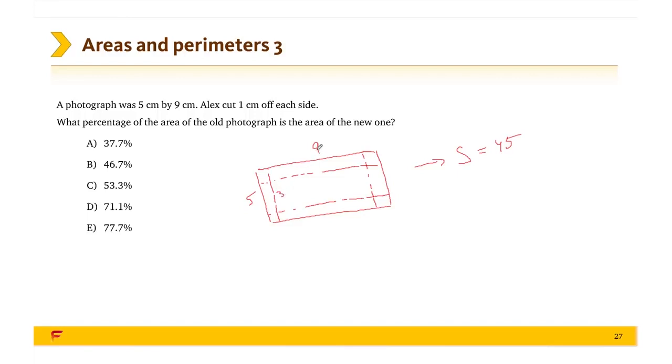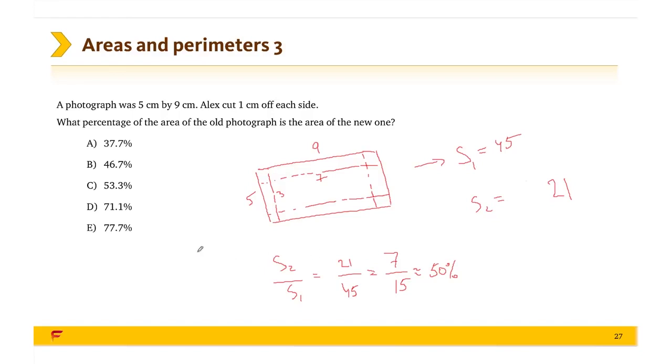We're going to get 5 minus 2 equals 3, 9 minus 2 equals 7. So this will be S1. S2 is 3 times 7, 21. And now we need to understand what percentage of the area of the old photograph is the area of the new one. So S2 over S1, now we take 21 over 45, and that's 7 over 15. And this is roughly 50%. But not quite there yet, so it's slightly smaller than 50%.